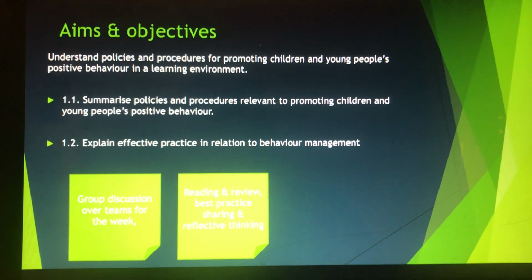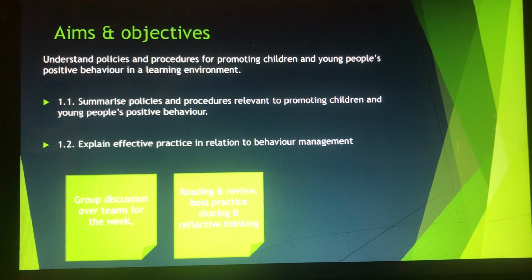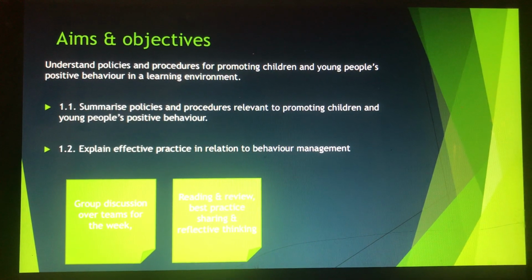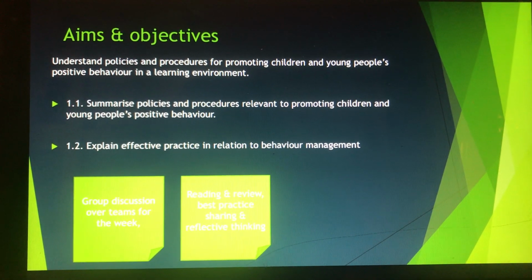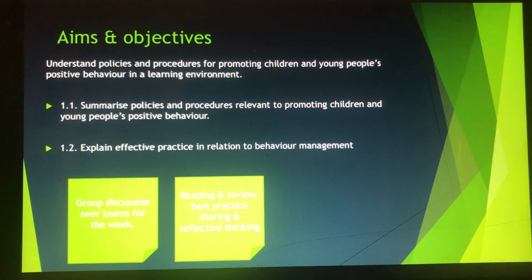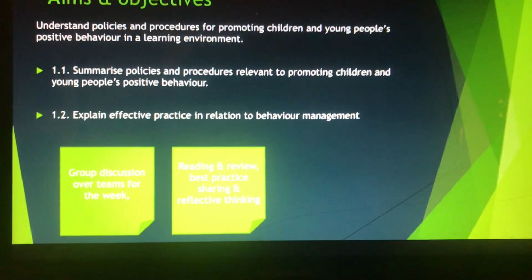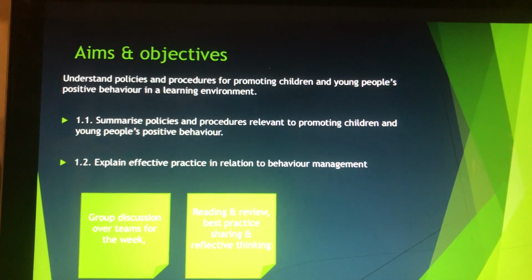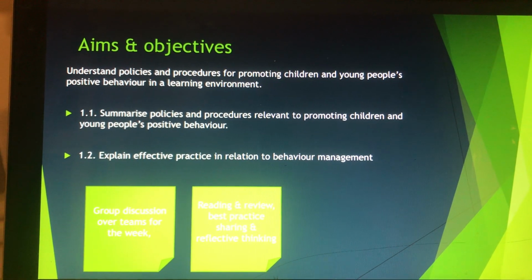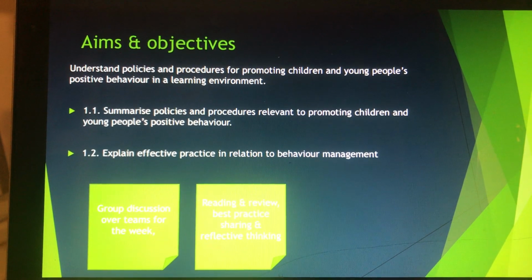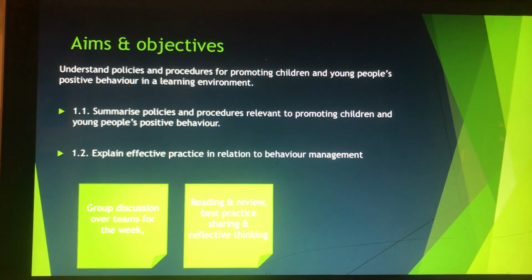Right, aims and objectives. We chose this unit because it's a nice light one. Personally, I love anything to do with behaviour management and supporting emotional, social areas of learning and development in children. I could bang on about this subject for a very long time, but luckily for you all, it only has 2 criteria. When it comes to writing your assignment, and I'll go into the details of that next week, there are only 2 criteria for you to evidence, and they are 1.1, summarise policies and procedures relevant to promoting children and young people's positive behaviour, and 1.2, explain effective practice in relation to behaviour management.